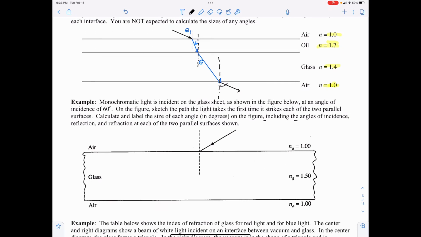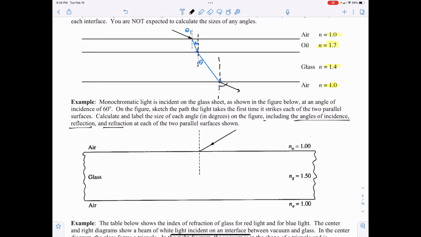Example. Monochromatic light. Again, anytime you see monochromatic light, it's referring to a laser. In other words, it's light of one frequency, of one color. Monochromatic light is incident on a glass sheet as shown in the figure below, at an angle of incidence of 60 degrees. In the figure, sketch the path the light takes the first time it strikes the two parallel surfaces. Calculate and label the size of each angle in degrees on the figure, including the angle of incidence, angle of reflection, and refraction at each of the two parallel surfaces.